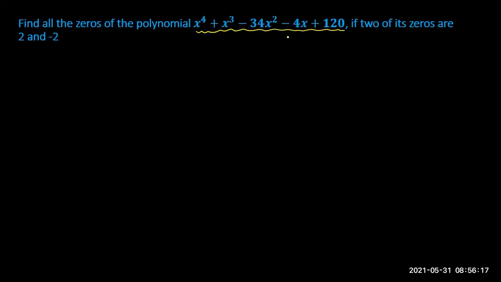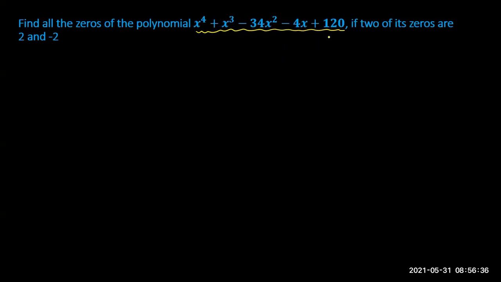Which type of polynomial? Polynomial of degree 4. Yes, polynomial of degree 4. This is a biquadratic. If it is biquadratic, how many zeros will it have? Maximum 4. Yes, maximum it will have 4 zeros.